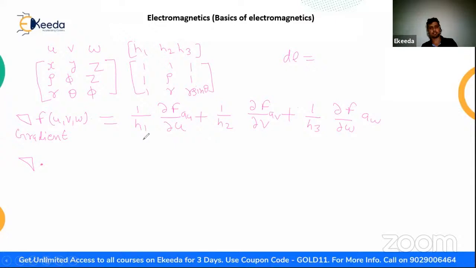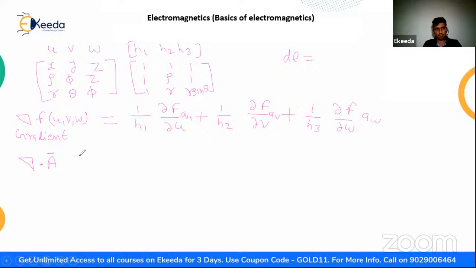Differentiation in different directions, that is, how this scalar is varying with respect to u, with respect to v, with respect to w. So this is a vector. Now this is a vector, and then suppose there is a vector A.